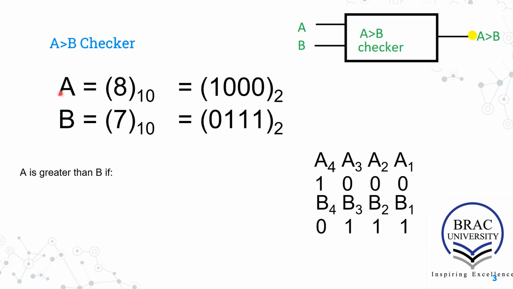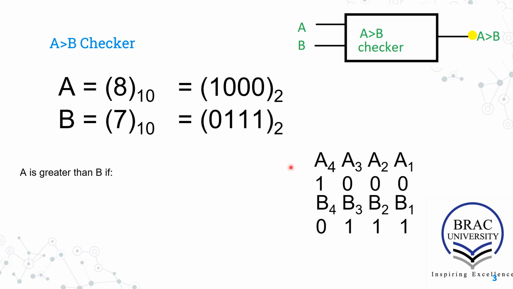So the value of a is 8 and the value of b is 7. And this is their corresponding binary representation, which I've written over here. So this is my LSB and this is my MSB. Now let's think about different cases where A is greater than B.